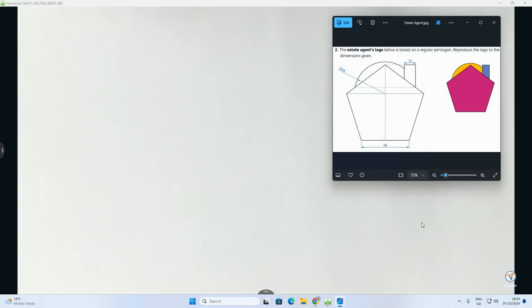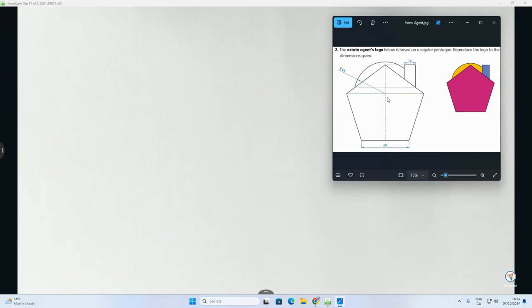Hi folks, so in this video what we're going to be doing is completing this logo based on this estate agent's logo. The question itself comes from the World of Graphics textbook and it is based around the topic of polygons and specifically pentagons. It says here, the estate agent's logo below is based on a regular pentagon. That means that all the angles are equal, all the exterior and interior angles are equal and all the sides are the same length. And we have to reproduce the logo to the dimensions given.